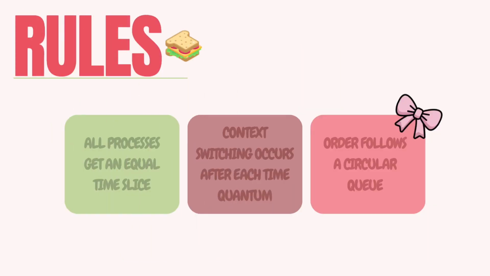There are a few important rules in round-robin scheduling. First, all processes receive an equal time slice. Second, context switching occurs after each time quantum. Third, order follows a circular queue.